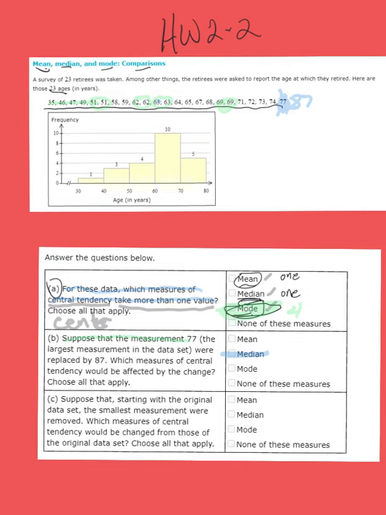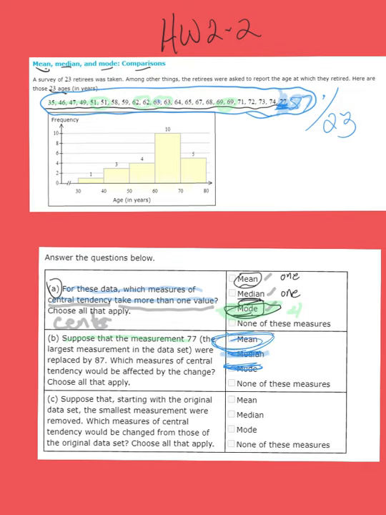Does that affect the mode? 77, the number we took out, was not one of our modes anyway, so it didn't impact the mode at all. So we can get rid of that one, we can get rid of median, but it's definitely going to impact the mean because I'm adding all of these numbers up, getting a number and then dividing by 23. Well, that number up top is going to be different since I got an 87 instead of a 77. So it'll definitely impact the mean.